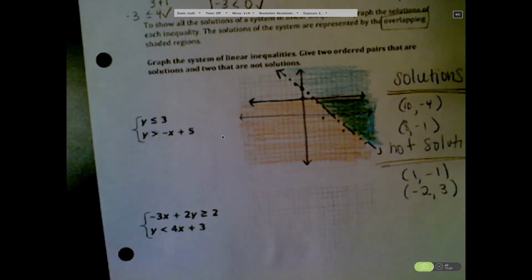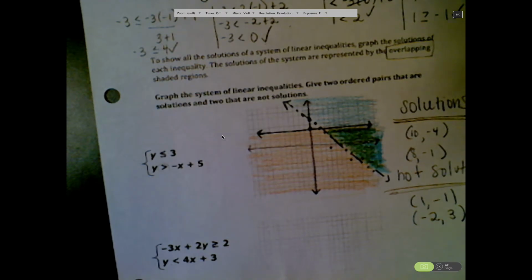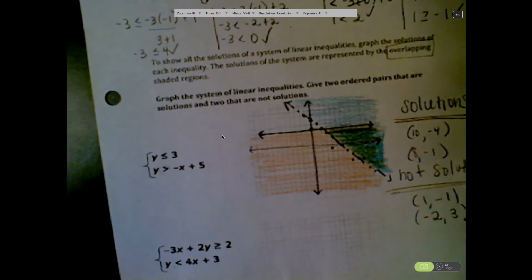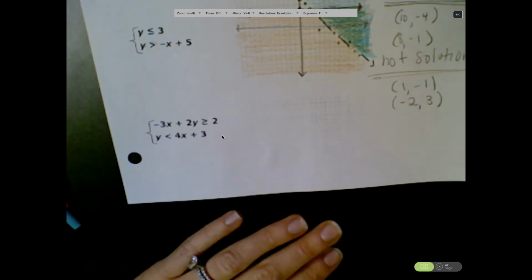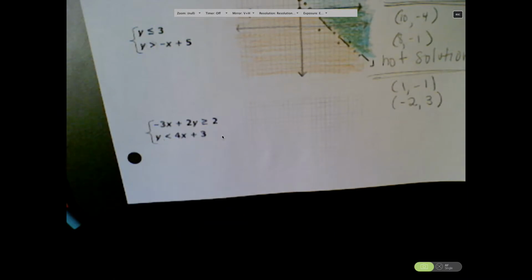Okay, let's look at the next example. It gives us the system -3x plus 2y is greater than or equal to 2, and y is less than 4x plus 3. So now in this problem, I do need to change the first equation to put it into slope-intercept form first. So, Mary Grace, how would I change that into slope-intercept form?